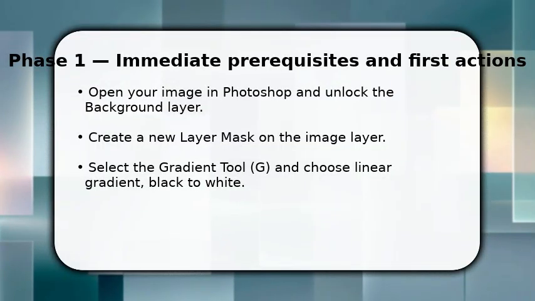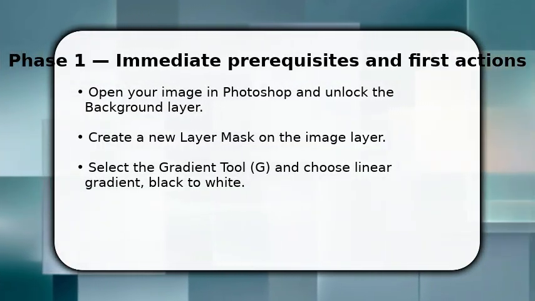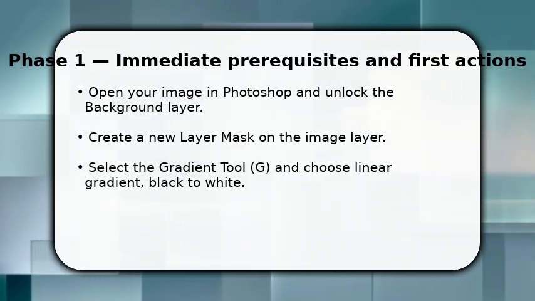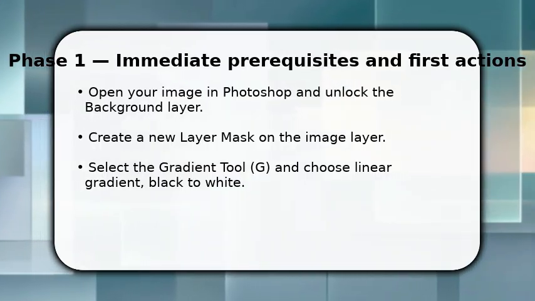You already have Photoshop open. Now act. Unlock the background layer and make a duplicate for non-destructive edits. Once done, add a layer mask to the duplicate so your fade is editable. Next, select the gradient tool and pick the black to white preset.